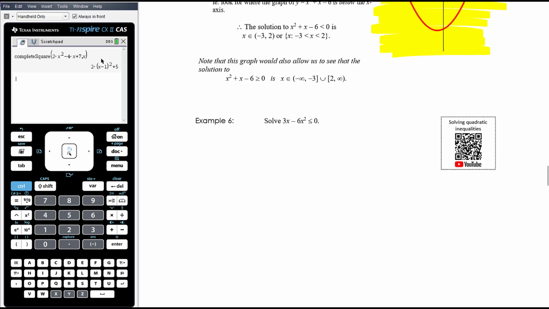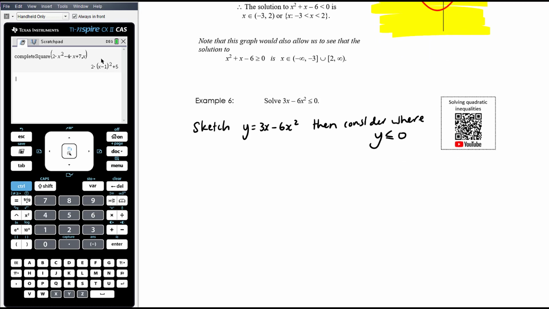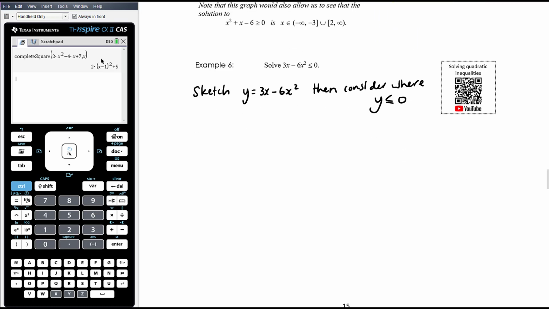Alright, let's do our own. Let's solve this quadratic inequality. So we want to sketch y equals 3x minus 6x squared, then consider where y is less than or equal to 0, because we've essentially let that be y.